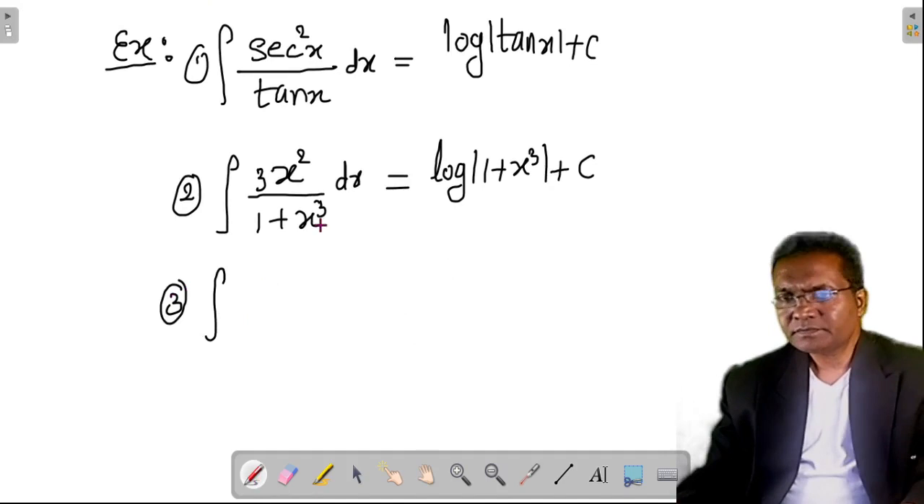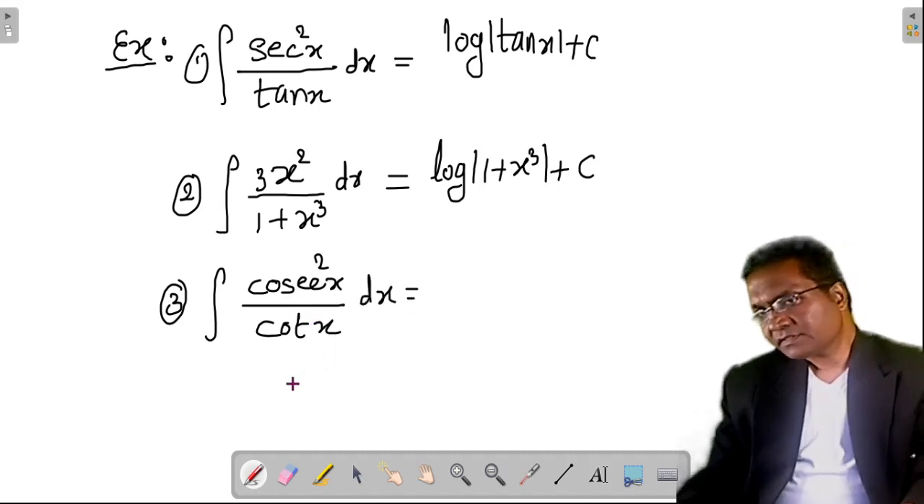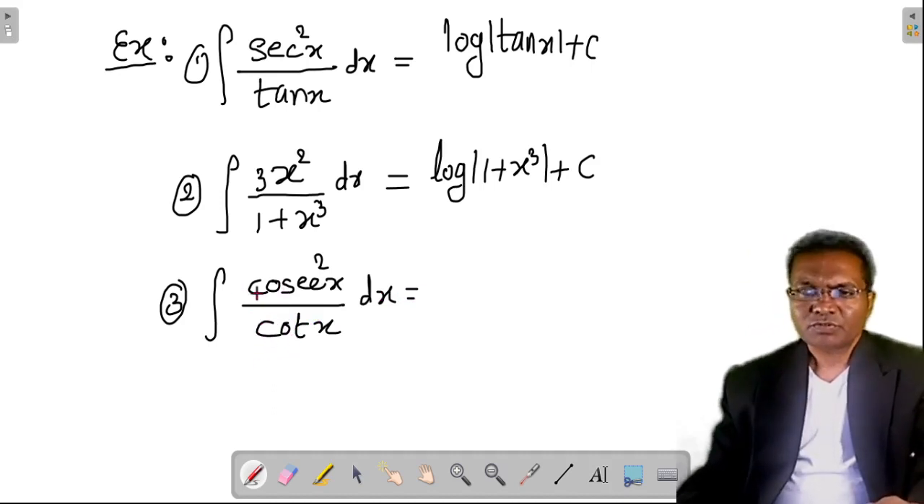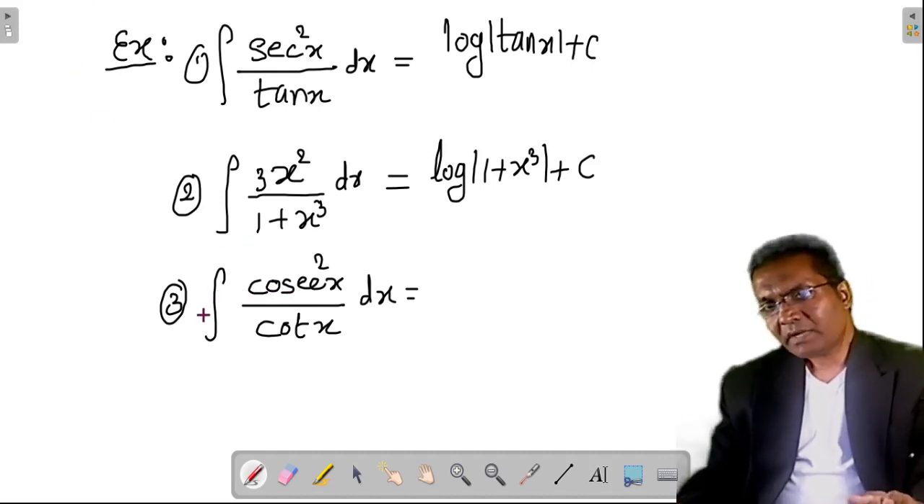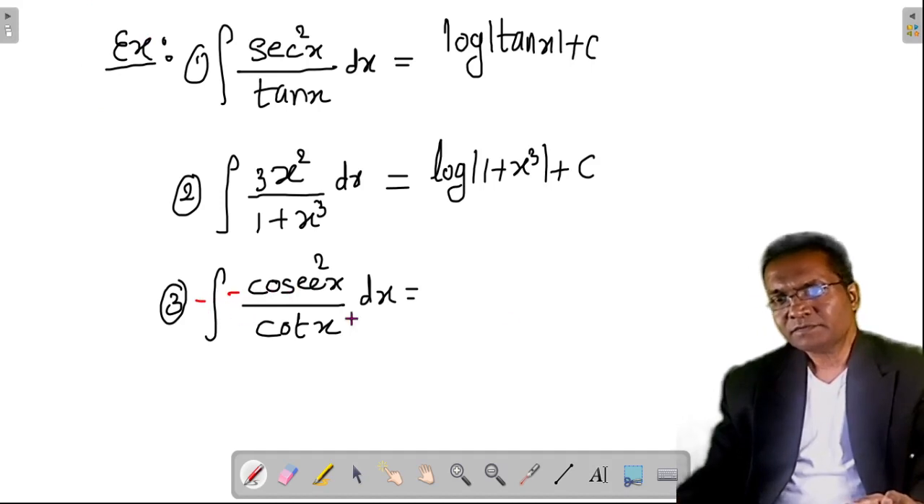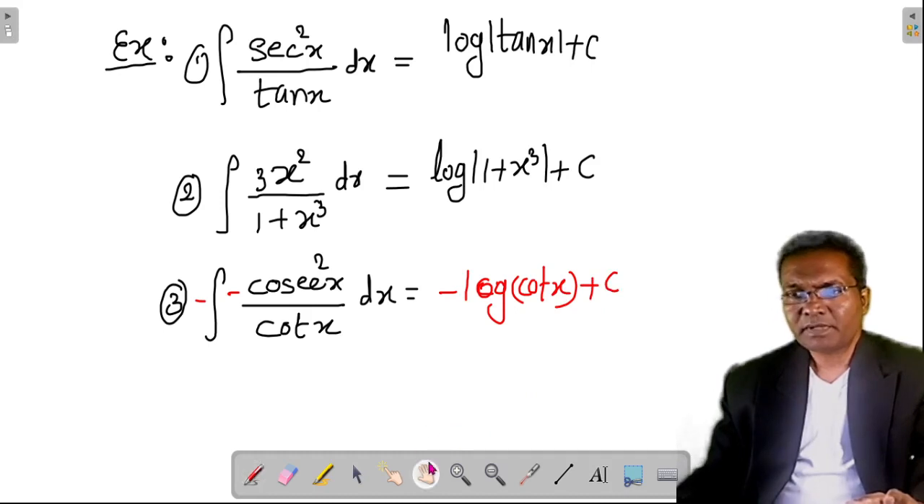Integration of, say, cosec square x by cot x dx. What is the derivative of cot? It is minus cosec square. So you can multiply and divide by minus, so I can write minus minus here. You will get the final result: minus log of cot x plus c.